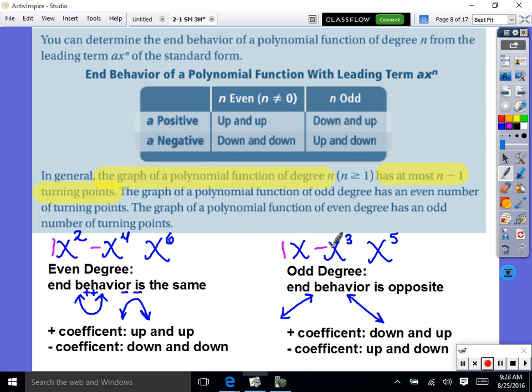Questions on that? Yes. Does it matter, like, if it was 4x? Good question. It wouldn't matter. Let's say it was 4x to the 6th. We would say, oh, it's even end behavior, so it's up and up or down and down. Then we look at the front, it's positive, so it's up and up. Okay, very good.